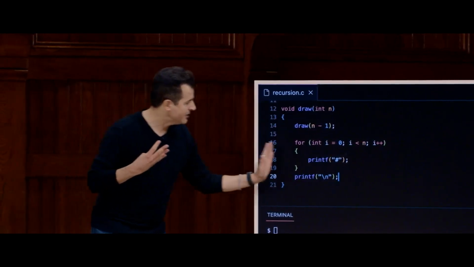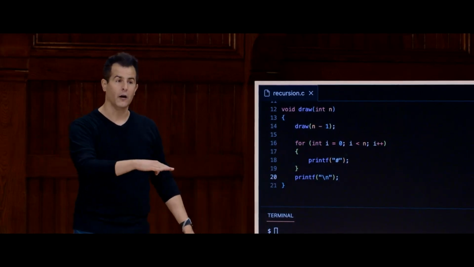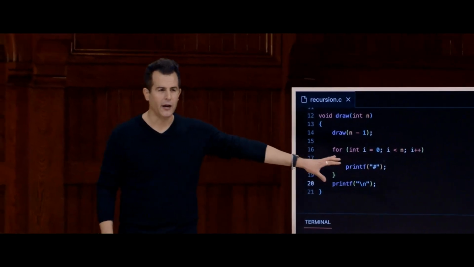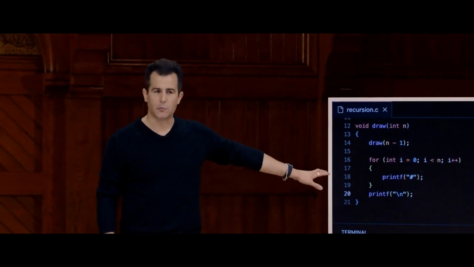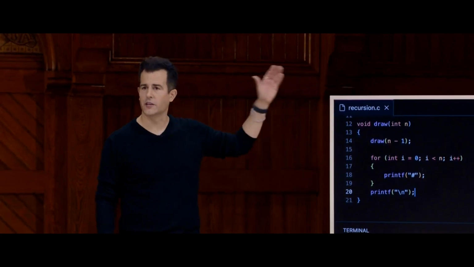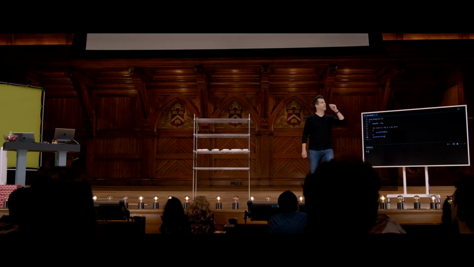So if n is 4, this is just a simple for loop a la week 1 that will print out an additional layer. But this, of course, is going to be problematic eventually. Why? It's not done yet, this program. How many times will draw call itself in this model? Infinitely many times. Why?